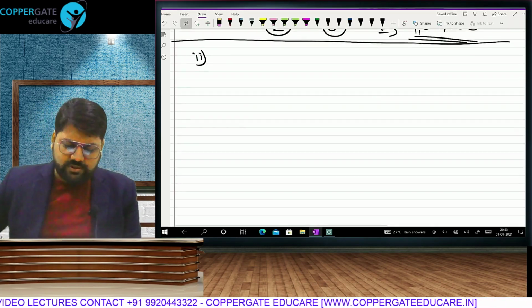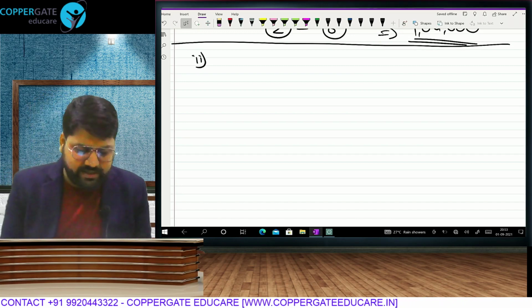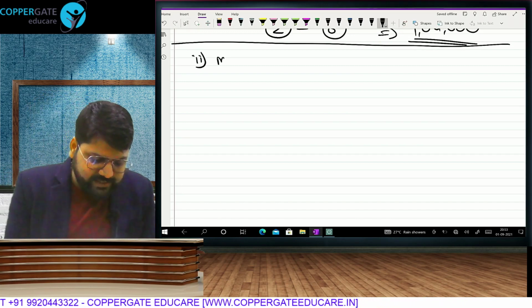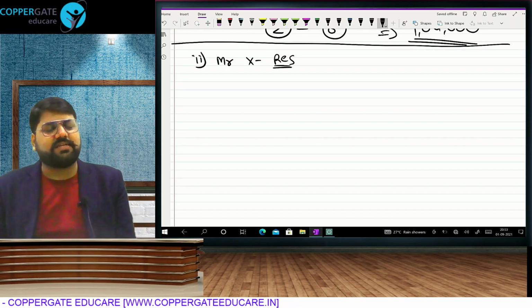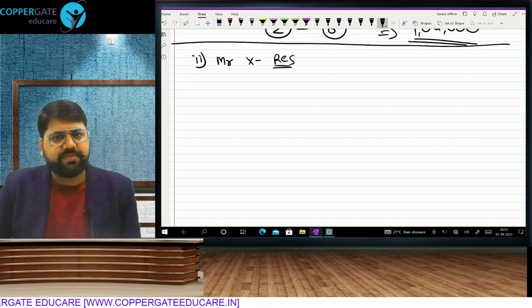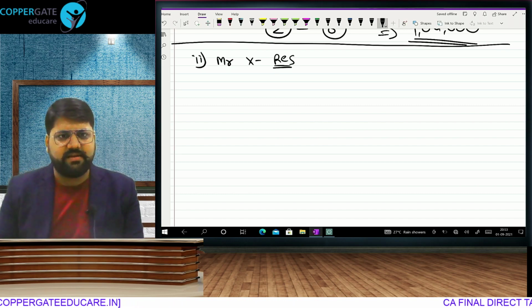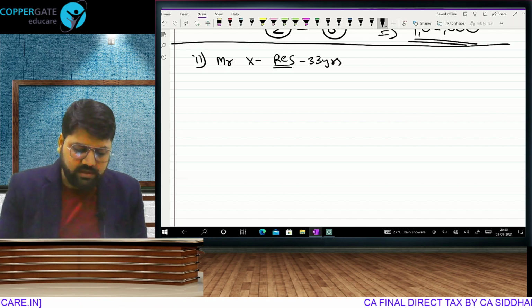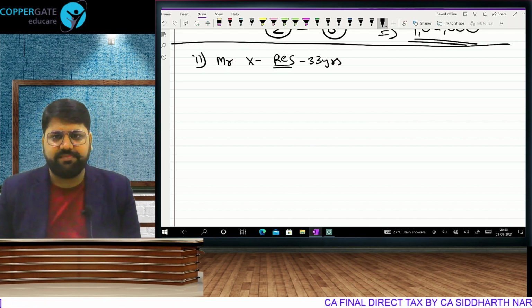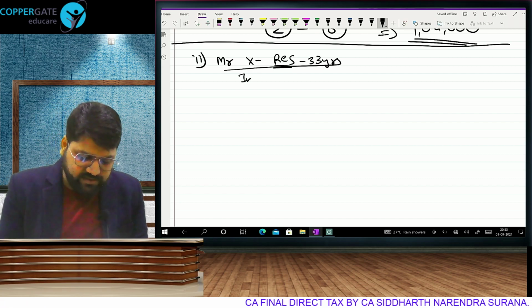Okay, chalo. Let's do a more complicated example, and then we will declare our DTAA chapter as over. Example number 2. Mr. X, once again resident. What is the significance of the assessee being a resident under unilateral relief? Then only it will be available. If the assessee is non-resident, then the relief is not going to be available. Age 33 years. Of course, age is relevant to decide the basic exemption limit. So Mr. X, resident, age 33 years, is giving you details.